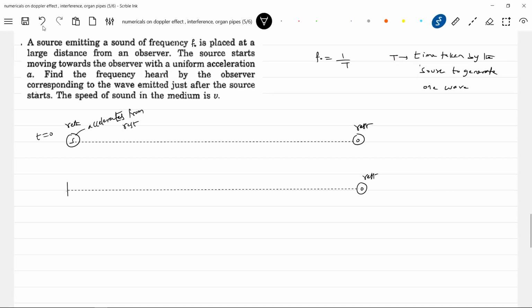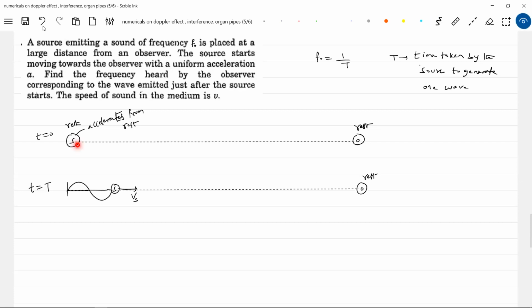So by the time a wave is generated, for your understanding purpose, I'm showing it a little bit big. This will take some time here, no? So the source, by the time the wave is generated, will be here at this point. What is the time? T. And the speed of the source will be increasing in this interval of time.